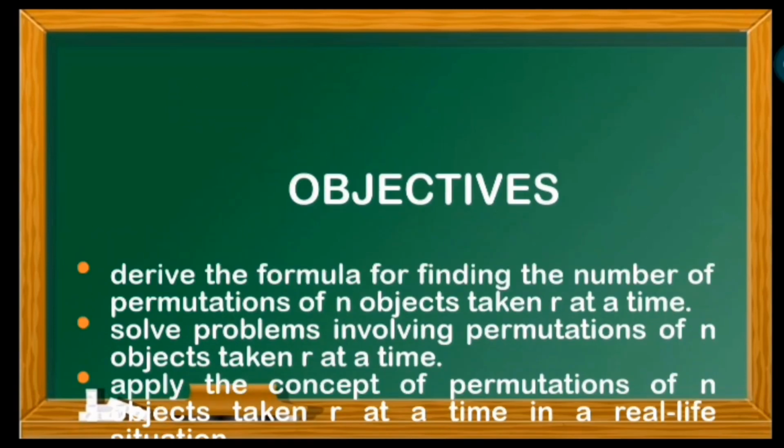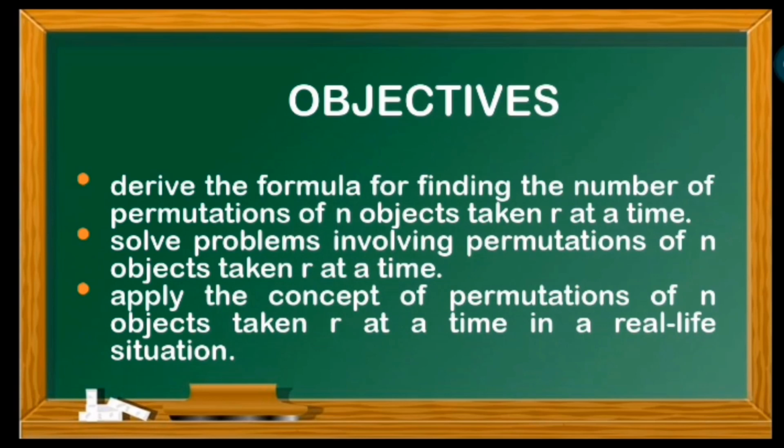So, here are the objectives for this video. First one is to derive the formula for finding the number of permutations of n objects taken r at a time. Then, solve problems involving permutations of n objects taken r at a time. And the last one is to apply the concept of permutation of n objects taken r at a time in a real-life situation.